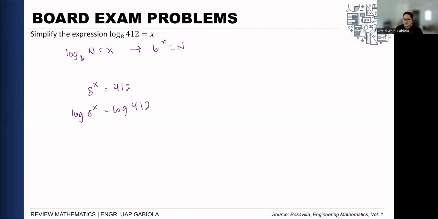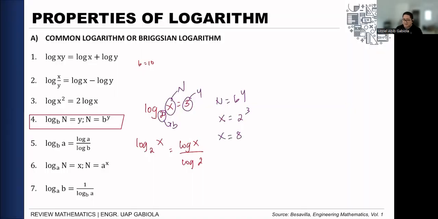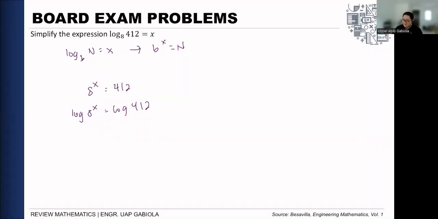Okay? So, ngayon, makikita nyo yung nasa loob ng logarithm mong variable, naka-raise siya sa exponent. Eh, sabi natin dito sa rule natin, kapag meron tayong exponent, we can make it as a coefficient dun sa logarithm natin. So, ito can be simplified as x log 8 equals to log 412. Okay? So, para makuha yung value ni x, divide natin both side by log 8.